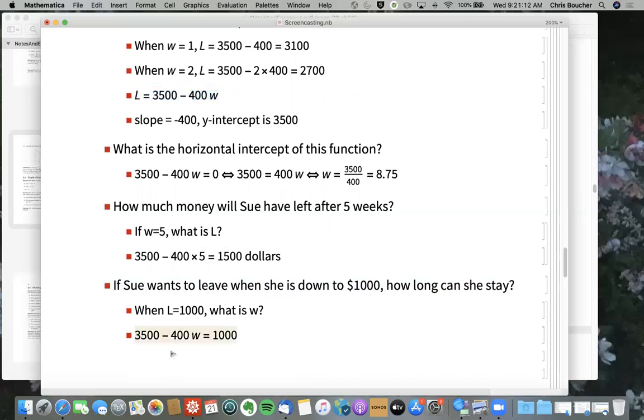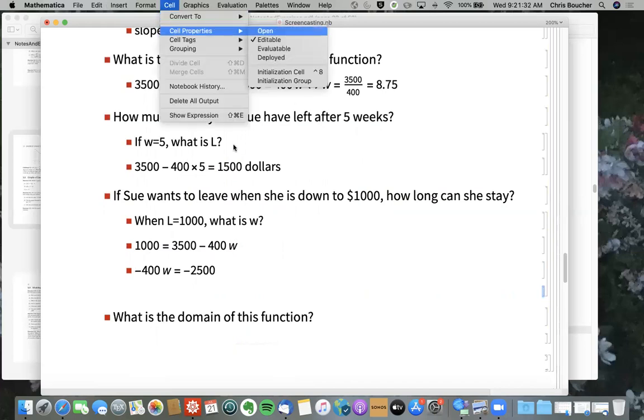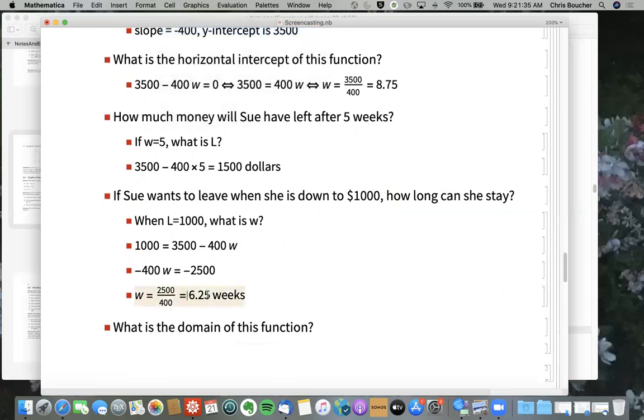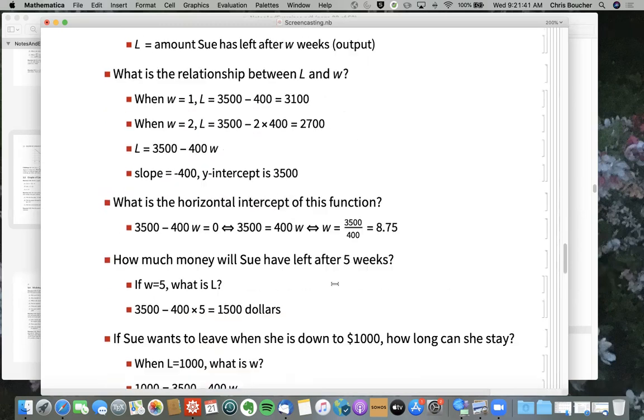And I reverse sides of the equation, which is fine, but just to make this look a little bit more like the above, let's do it that way. And then we just do some algebra here to figure out W. So you rearrange, subtract 1,000 from each side, divide both sides by -400, and I come out with W equals 6.25 weeks. Okay, what is the domain of this function?